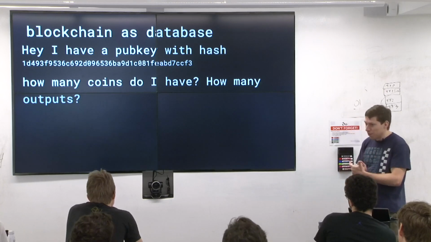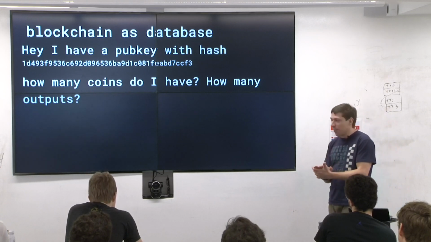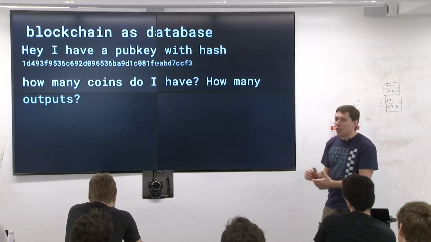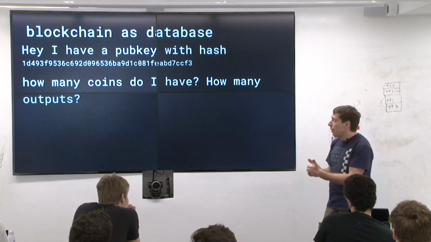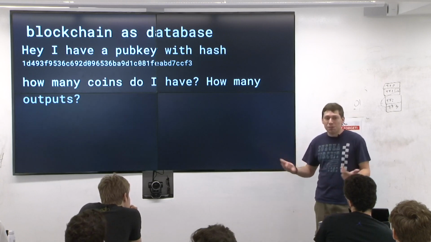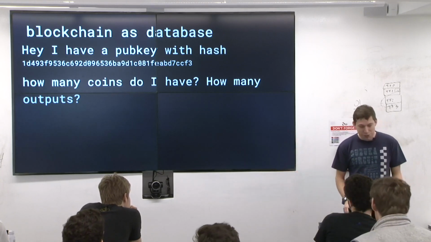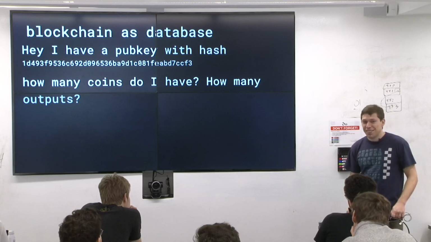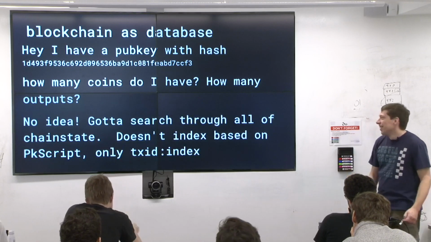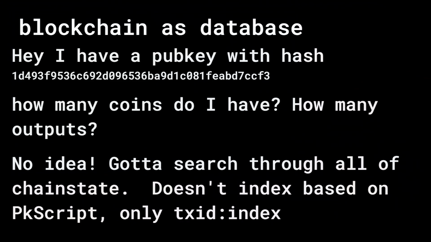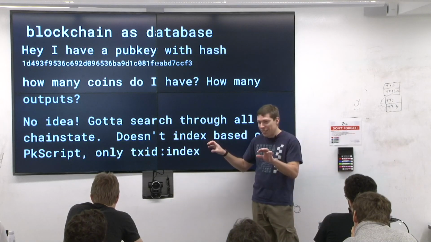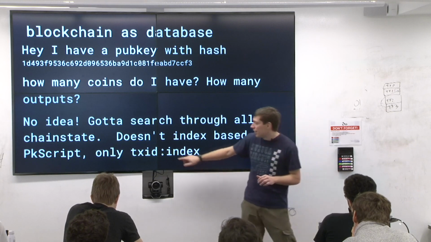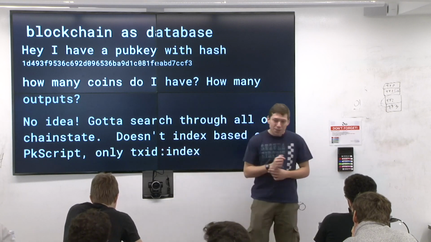I backed that up. That was the important part, right? Everyone says, keep your private keys. So I have my private key, but all this data and blockchain stuff, I lost my computer. I have my private keys, I got my money. How many coins do I have? How many outputs? What do you think the full node will tell you? Any ideas? It'll say, I don't know. You're going to have to search through everything in chainstate, and it doesn't index based on the public key script, only the transaction ID index pair. It's a key value store, and the key is this 36-byte TXID index.